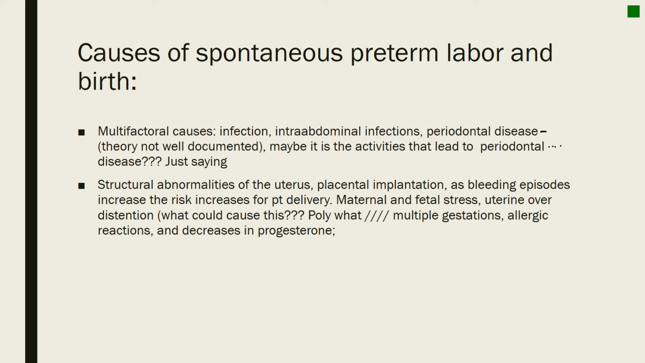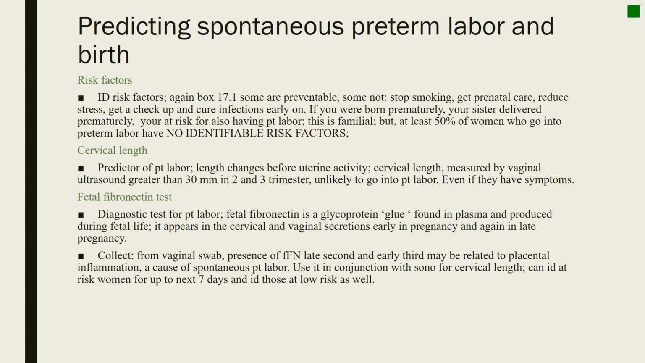All right, structural abnormalities of the uterus, placental implantation. The thing is that as number of bleeding episodes increase, the risk for preterm delivery increases as well. We also have to think about uterine overdistension and what could cause this. Too much amniotic fluid is called what? Polyhydramnios, but also multiple gestations. We have 2 or 3 babies in there. That uterus can only get so big before it says, that's it. I can't do this anymore.